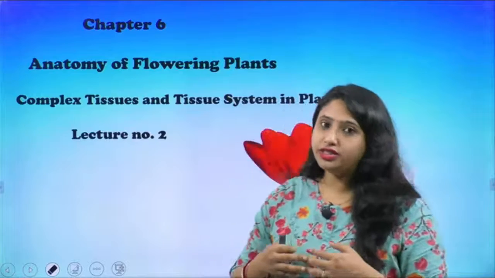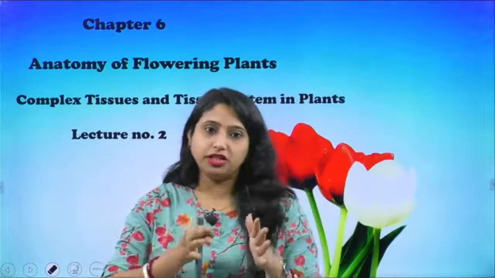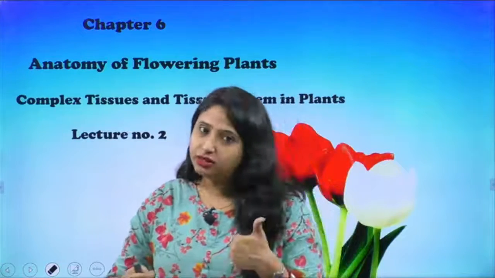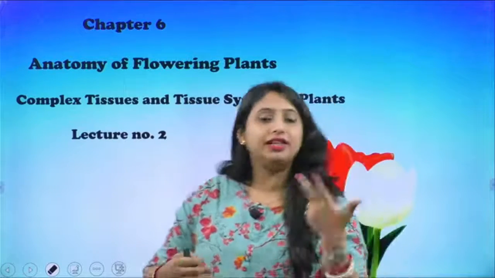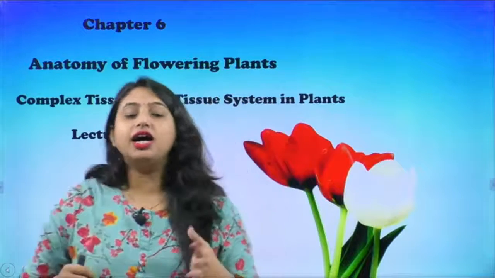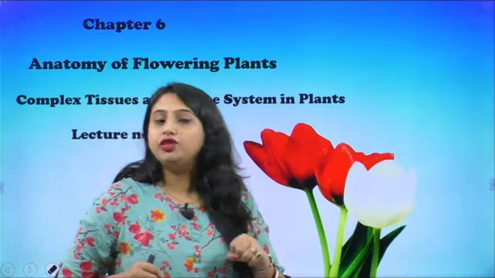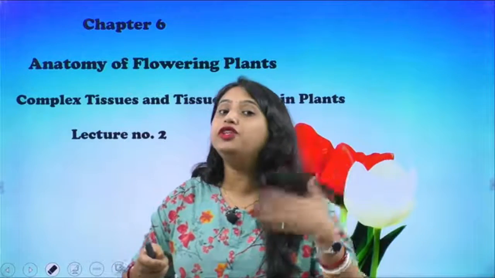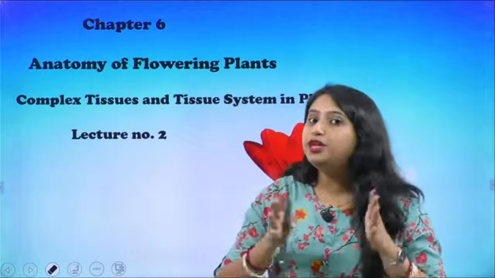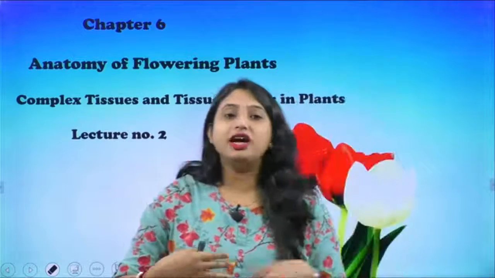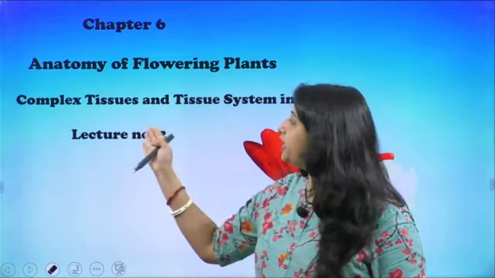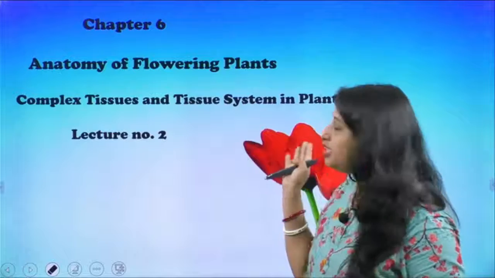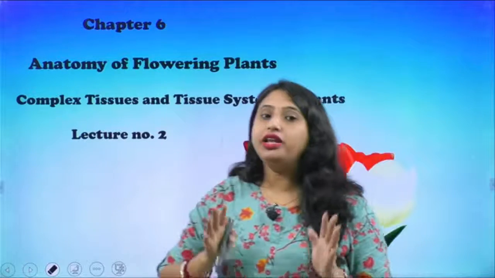You also learned that the meristematic tissue can be classified into 3 meristems: the apical meristem, intercalary meristem, and lateral meristem, right? Under permanent tissue we learned about simple permanent tissue and complex permanent tissue. We learned in detail about the simple permanent tissue. So in today's class we will be covering the complex permanent tissues and the tissue system in the plants, and this is lecture number 2.